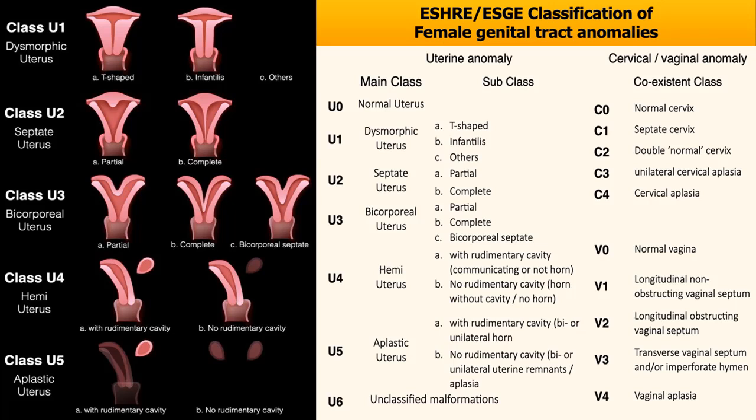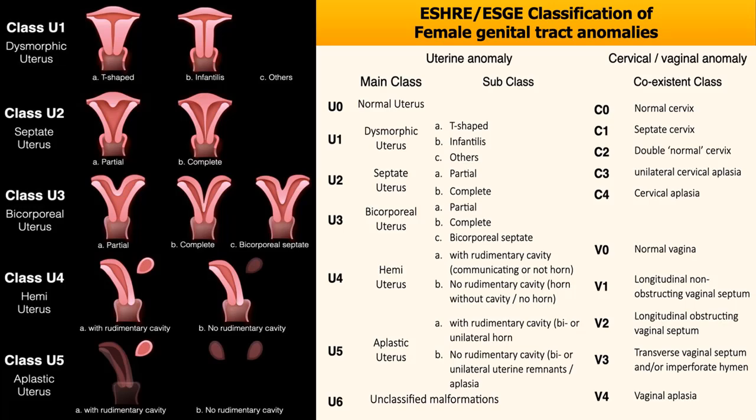For the uterine anomaly, they divided into 6 categories, starting from U0, which is a normal uterus. In the chart you can read that for the cervix it starts from C0, normal cervix, and then you have a septate cervix, double normal cervix, unilateral aplasia, cervical aplasia. For the vagina, they start from V0. So for any anomaly, you denote U with its number, C with its number, and V with its number. This took into account the vagina and the cervical part also.